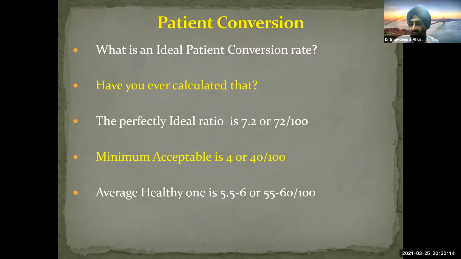So what is an ideal patient conversion rate? Have you ever calculated that? I always say it is 7.2, or 72 out of 100. That is a perfectly ideal ratio. Of course, you might be doing better than that.